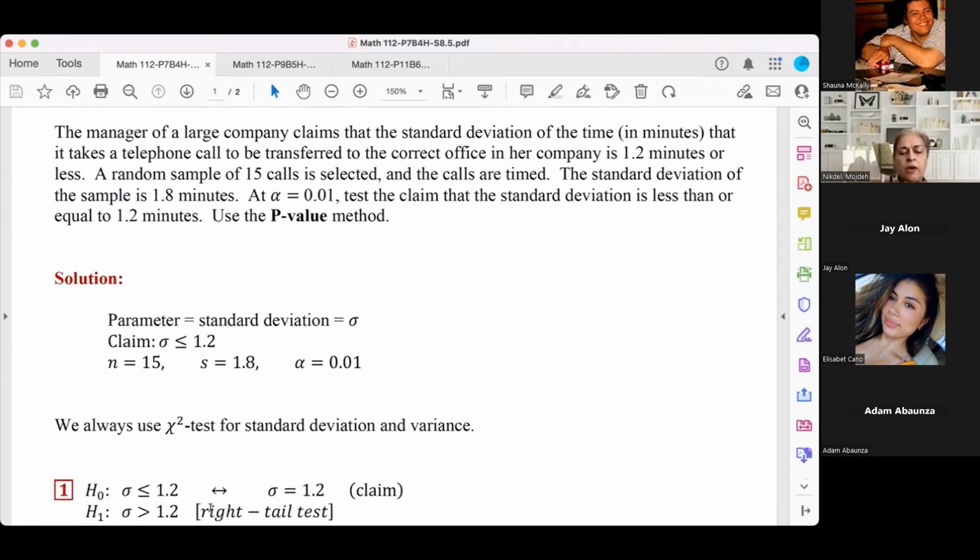Okay, what type of tail test do we have? You look at the direction of H1, sigma greater than 1.2. So we are looking at all the numbers to the right side of 1.2. So we have a right tail test.